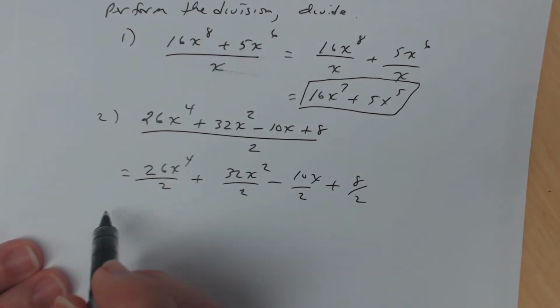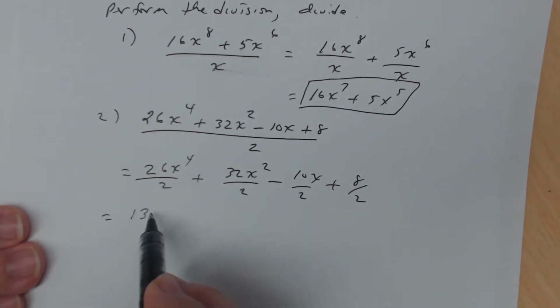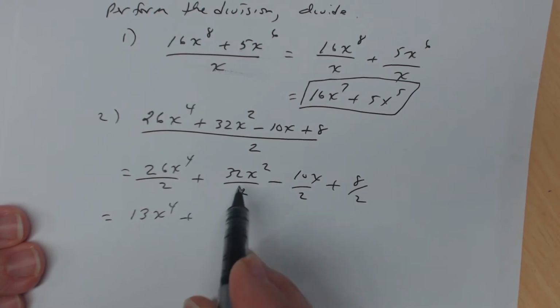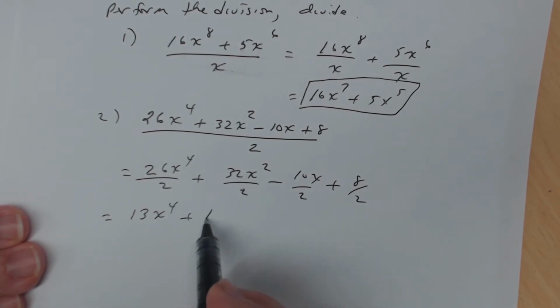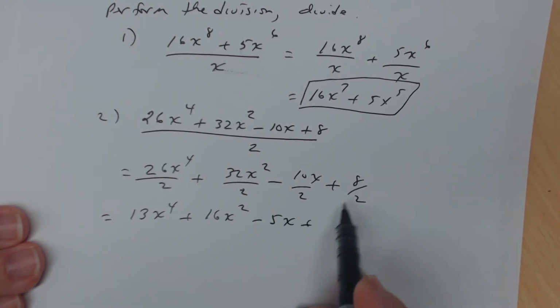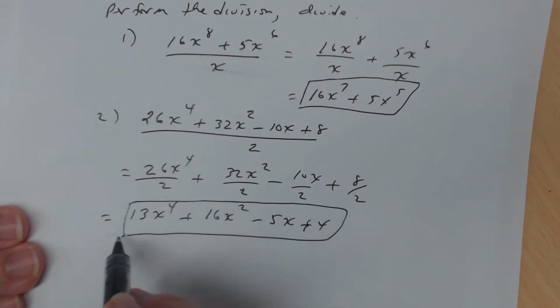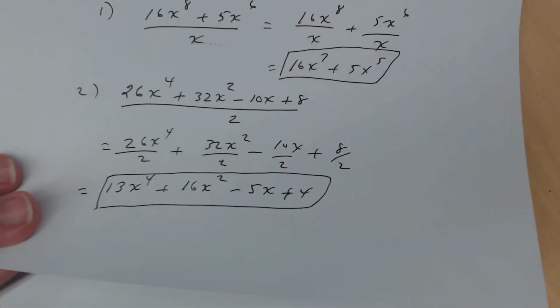And then you're going to simplify. So 26 divided by 2 is 13, so I get 13x to the fourth. And then 32 divided by 2 is 16, so I get 16x squared. 10 divided by 2 is 5, so I get minus 5x. And then 8 divided by 2 is 4. Okay? All right, number 3.